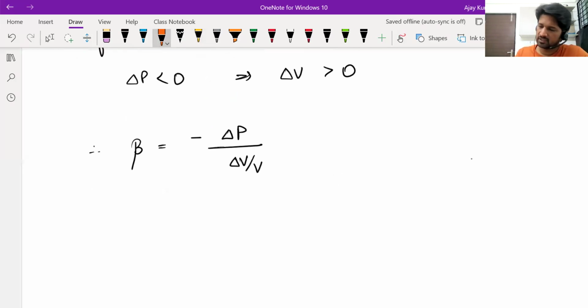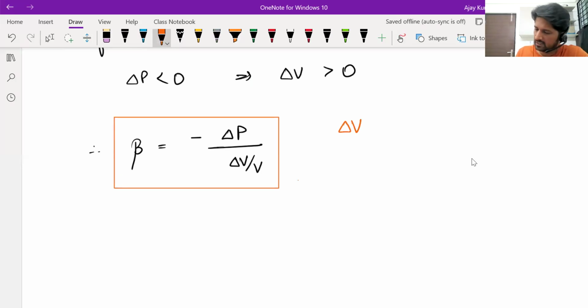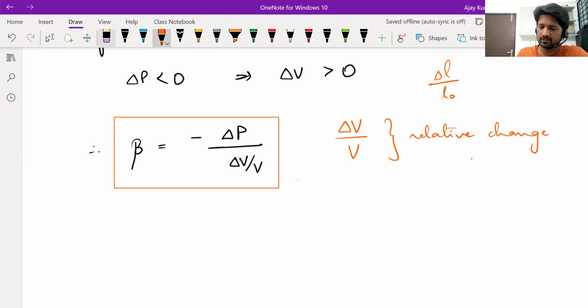Questions based on this are very common. And see what you have here: delta V by V, change in volume divided by natural volume. This is called relative change. Of course, in longitudinal stress also we had delta L by natural length. That's called relative change in length. Here it's called relative change in volume. And relative change multiplied with 100 makes it percentage change.